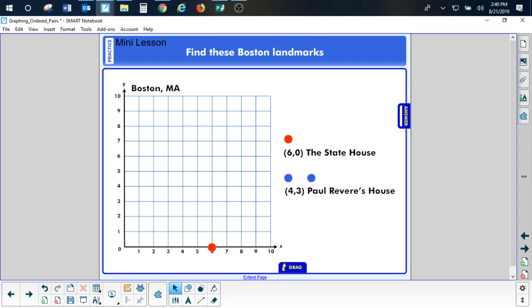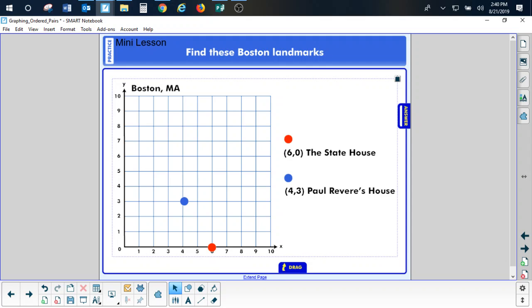The next one, which is Paul Revere's house, is the blue dot. We have to move 4 units to the right and 3 units up. So we're going to start off at our origin again, at point 0, 0. We are going to move 4 units to the right, 1, 2, 3, 4, and 3 units up. 1, 2, 3. There we go.